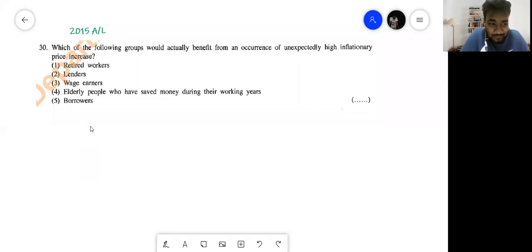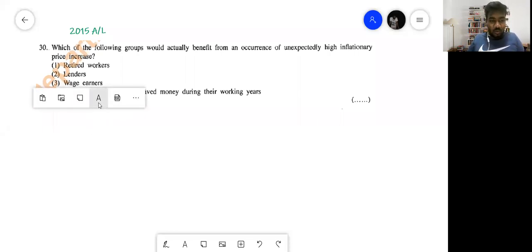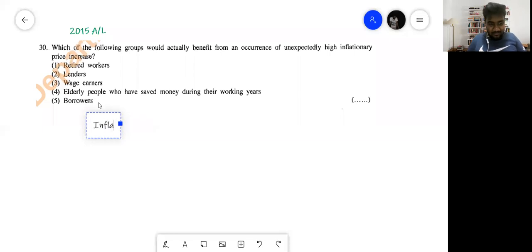Okay, so question number 30. Which of the following groups? Right, now we are moving to 2015. Which of the following groups would actually benefit from an occurrence of unexpectedly high inflationary pressure or high inflationary price rise? So if inflation increases, if prices tend to increase, who will benefit, who will lose? Whom do you think benefits? When there is inflation, which parties benefit?